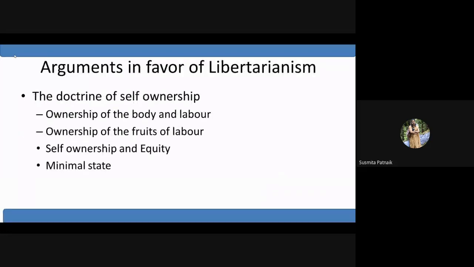And there are many arguments in favor of libertarianism. The first argument that was given by the different political philosophers.